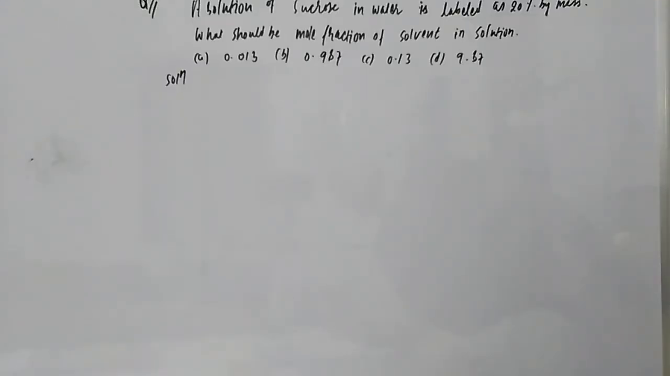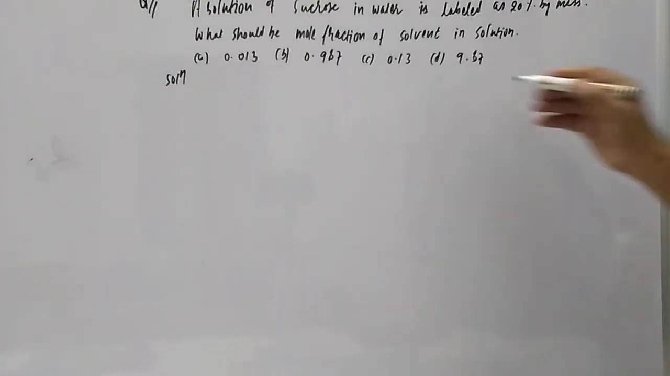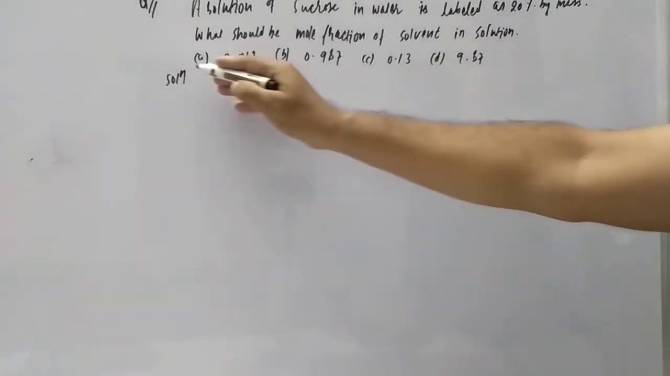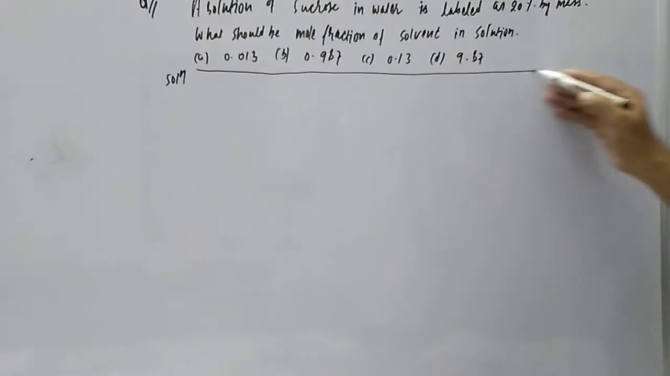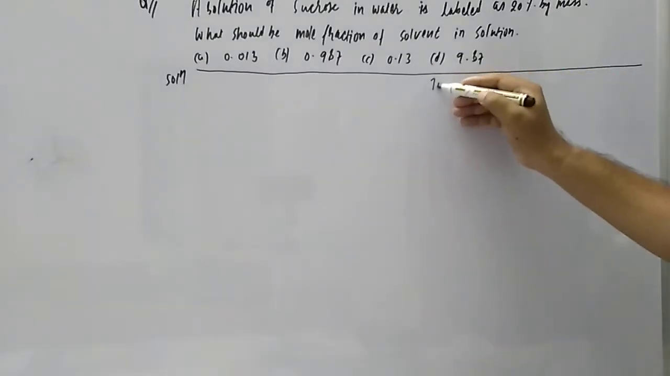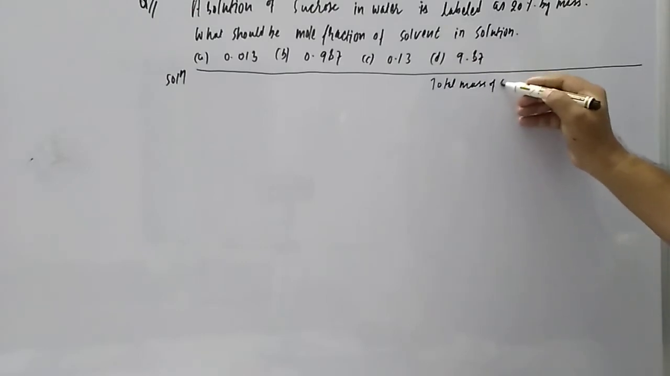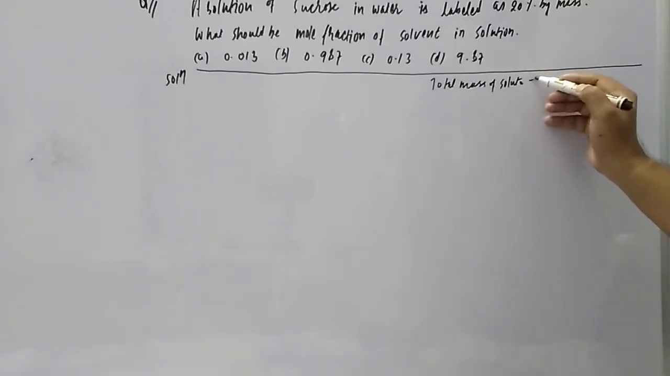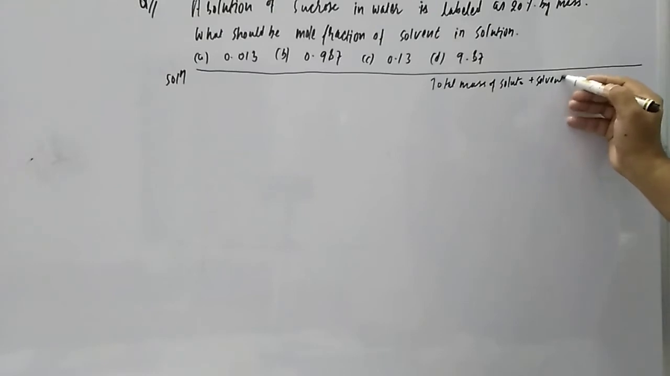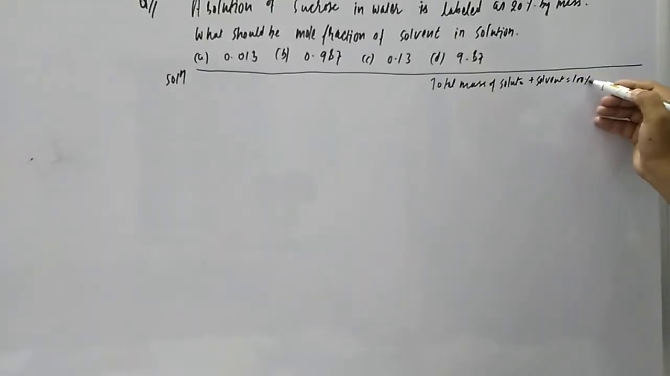Hello friend, now see: a solution of sucrose in water is labeled as 20% by mass. What should be the mole fraction of solvent in the solution? So here you try to understand how you can solve this type of problem. The total mass of solute plus solvent is 100%, and 100% implies 100 gram. These things you keep in mind.